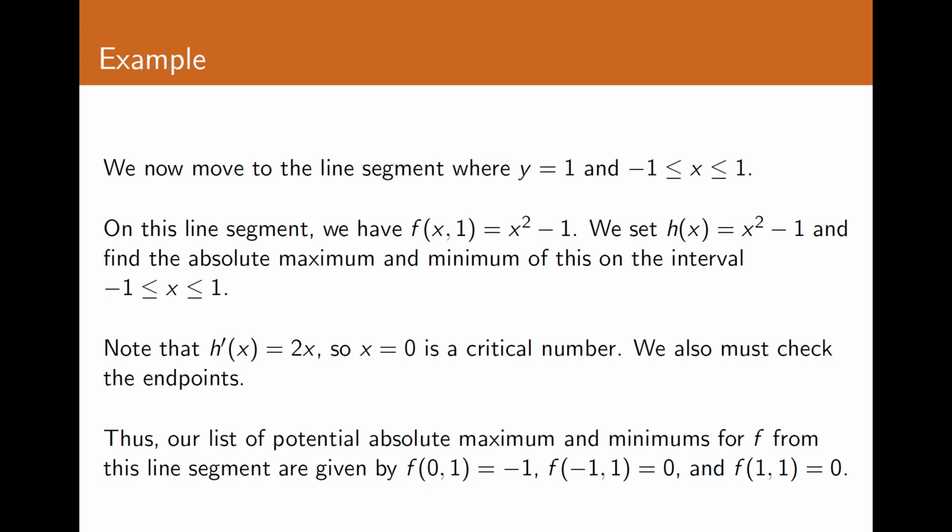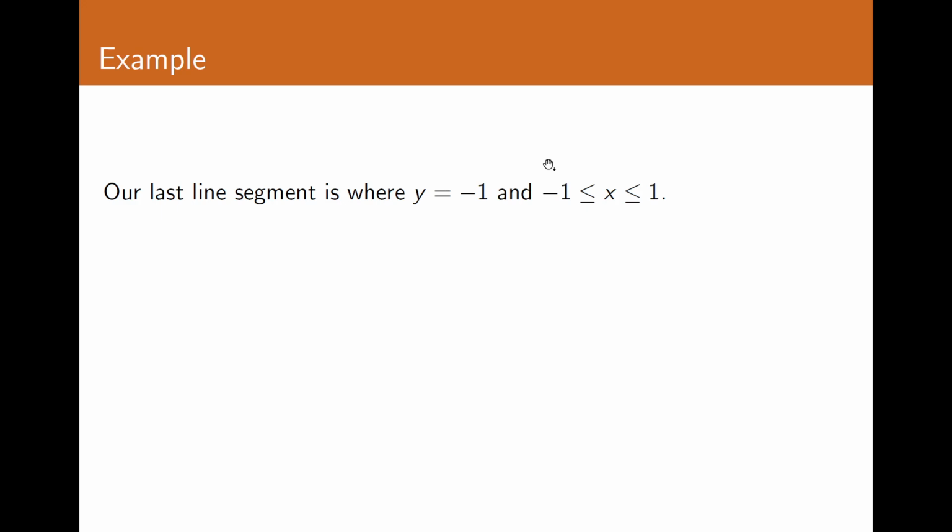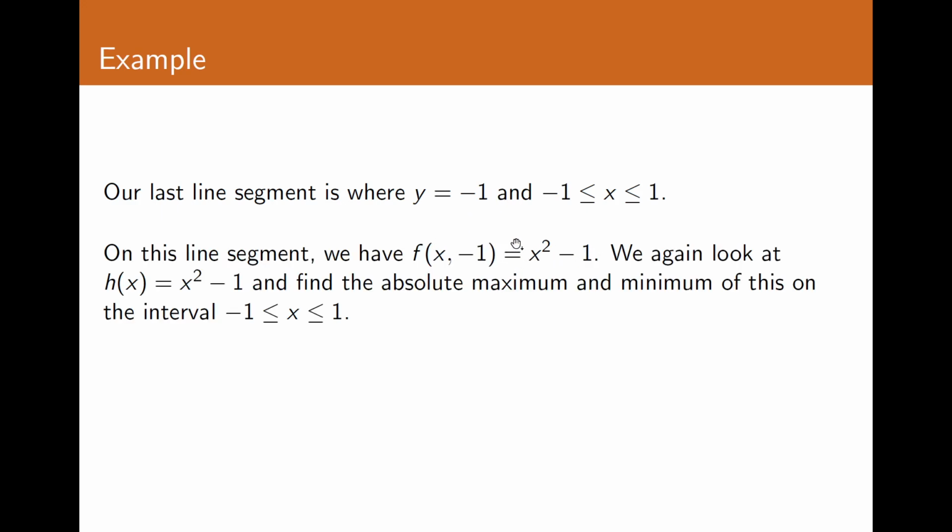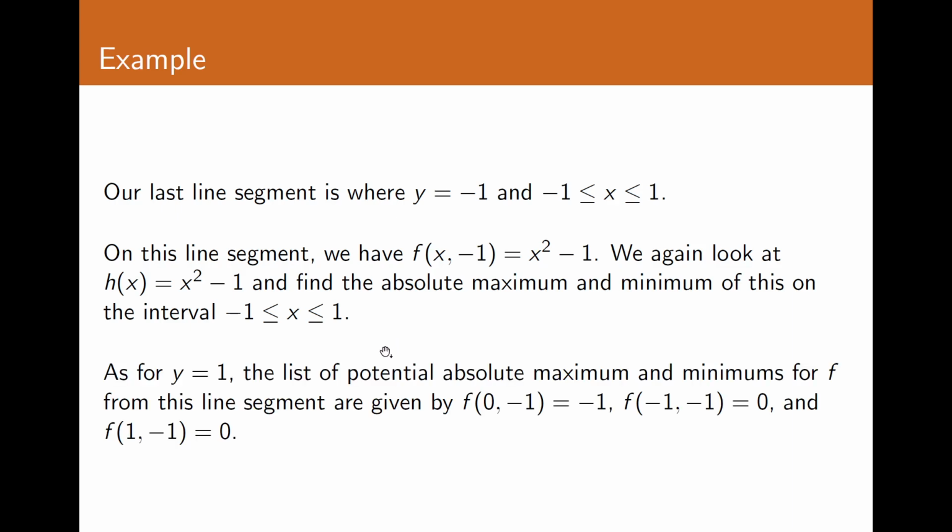So when y is equal to 1, our possibilities are 0, 1, where f is negative 1, f of minus 1, 1, we're at 0, and f of 1, 1, we're at 0. Now same process for when y is equal to negative 1, just run through everything again. Notice we get the same function. And so with y being minus 1, we get the same values here. 0, minus 1 is equal to minus 1. F of minus 1, minus 1 is 0, and f of 1, minus 1 is equal to 0. So now we've checked all of the boundaries.